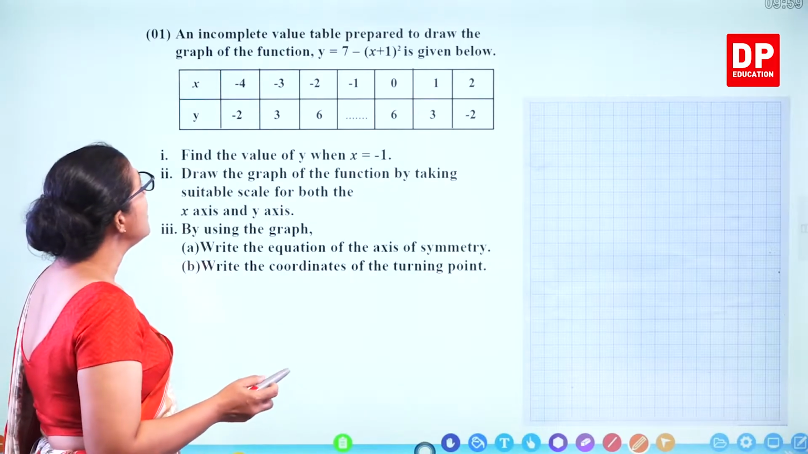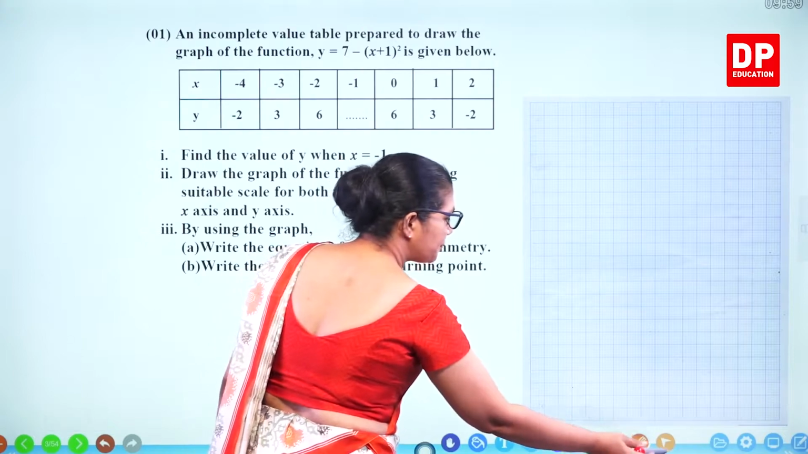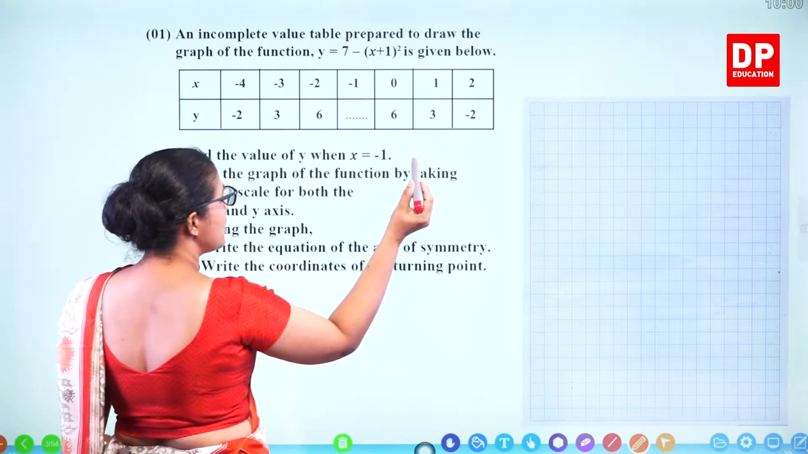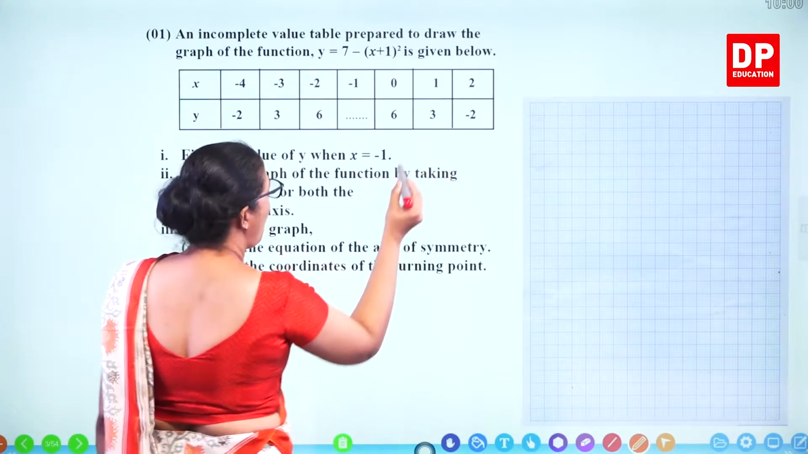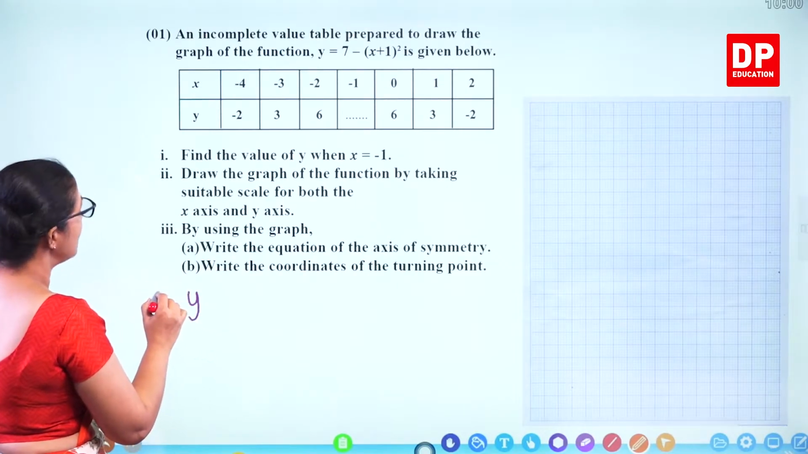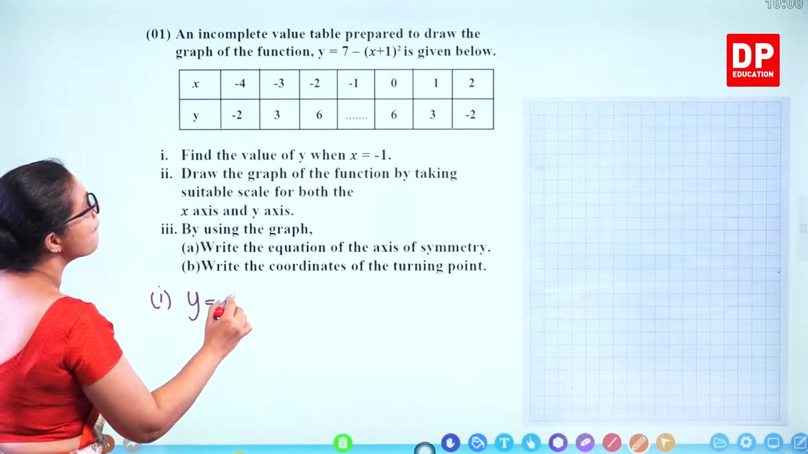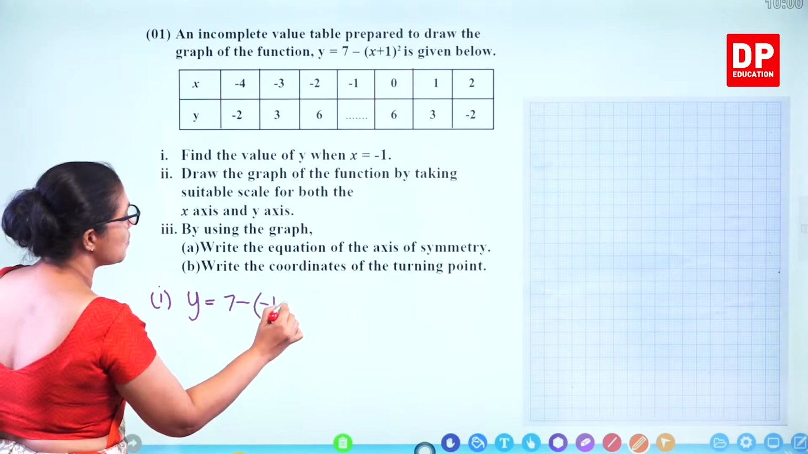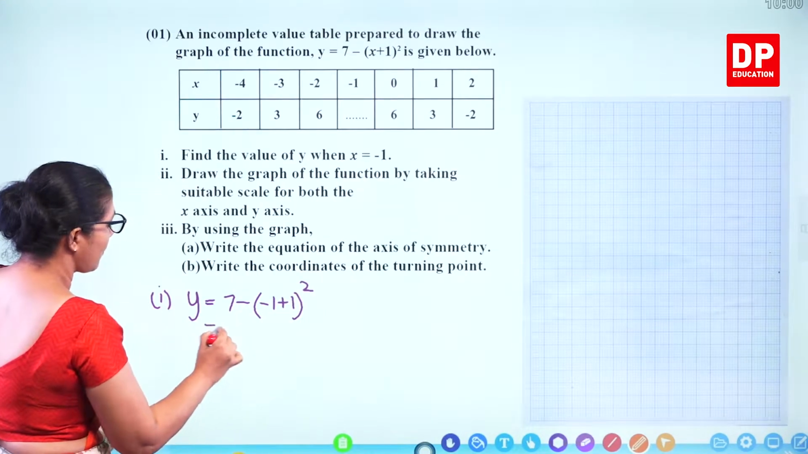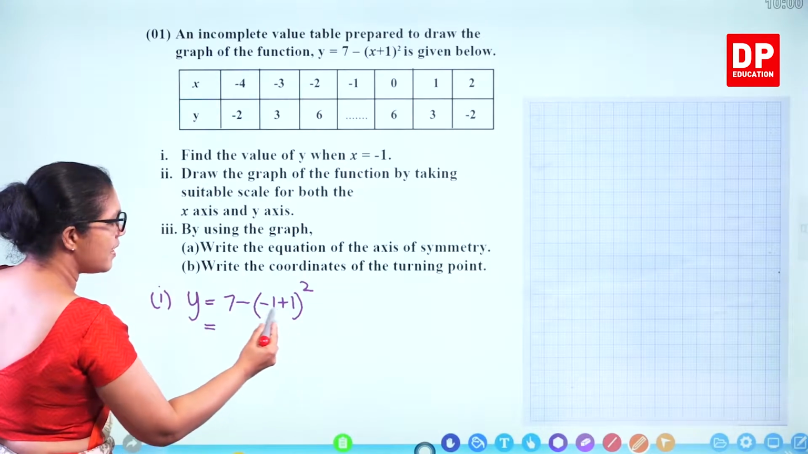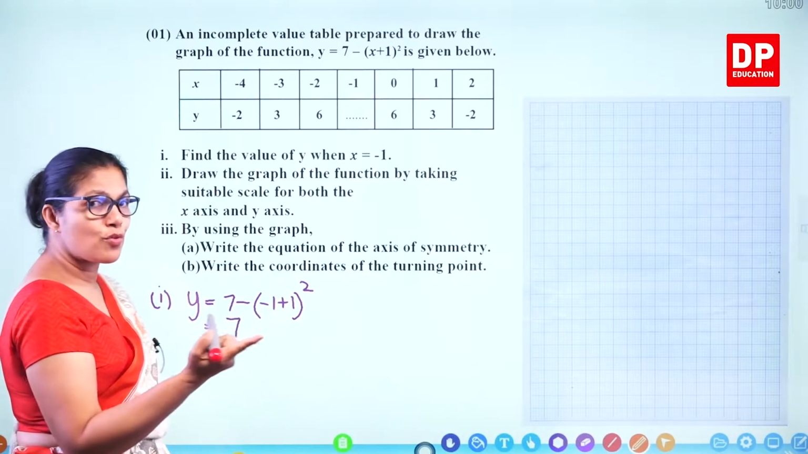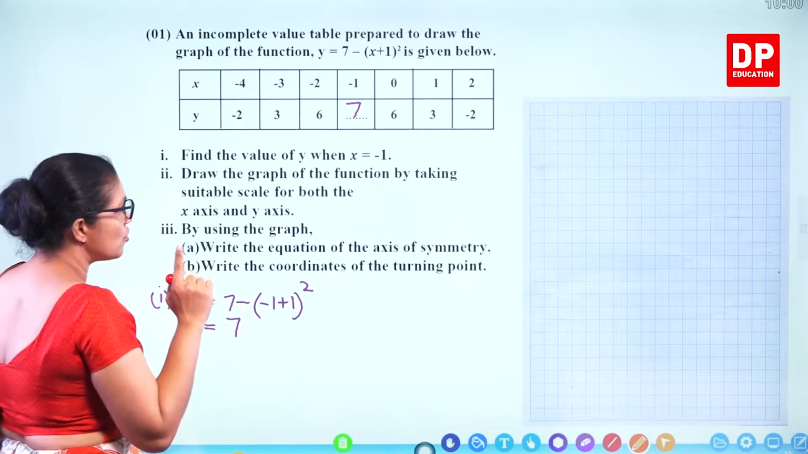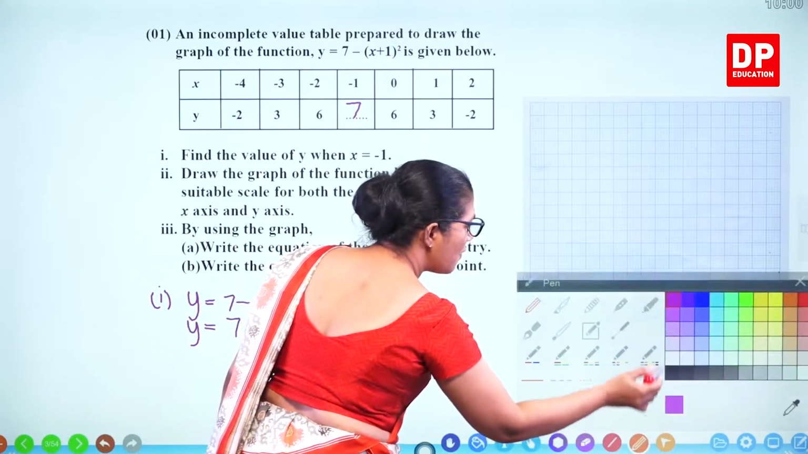This is substitution. So you can just substitute x equals minus 1 in the equation. So I can do this one here. y equals, this is part 1. 7 minus (x plus 1) squared. x is minus 1. Minus 1 plus 1 is 0. So 7 minus 0 squared is 0. So y equals 7. So that's 7 here. So you get only 1 mark for that part.